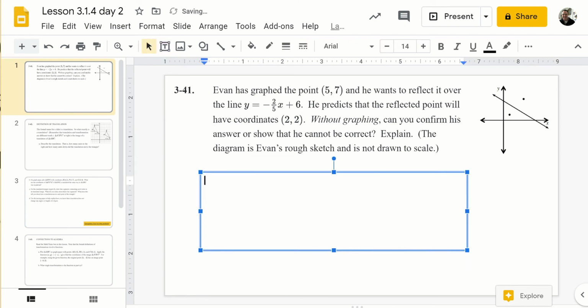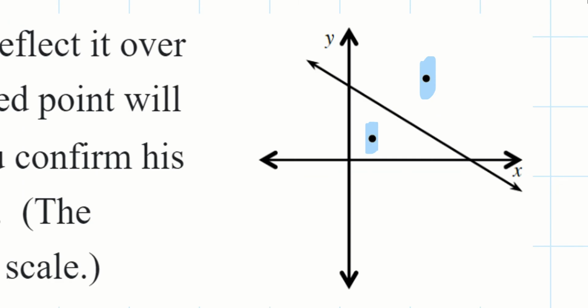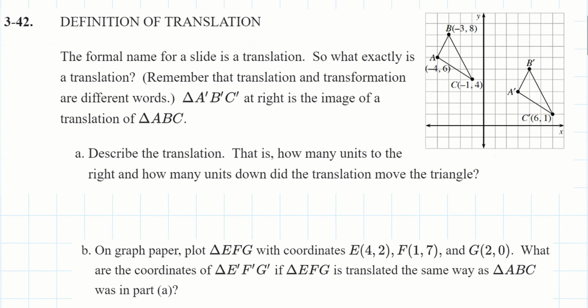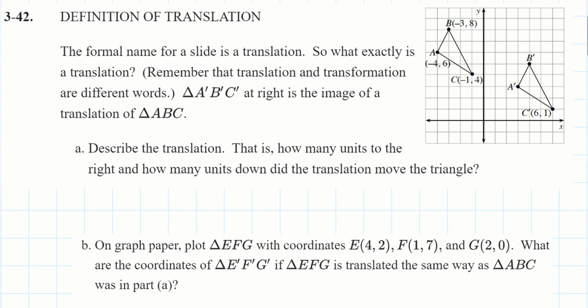All right, next question we have. Definition of a translation. The formal name for a slide is a translation. So what exactly is a translation? Remember, there's two words at play here. We've got a transformation, and there are three rigid transformations we're considering. One of the transformations is a translation. So translation and transformation are different words.